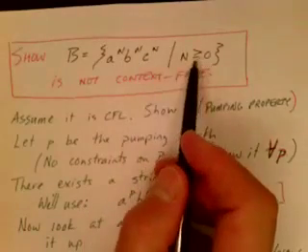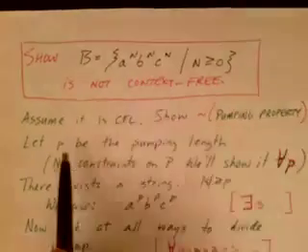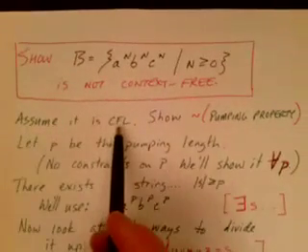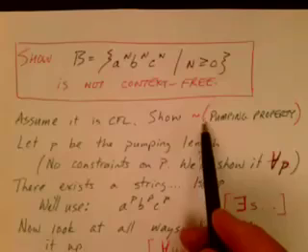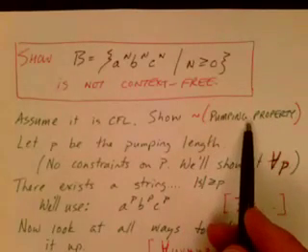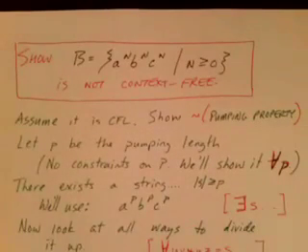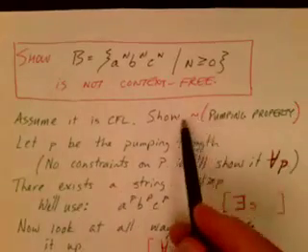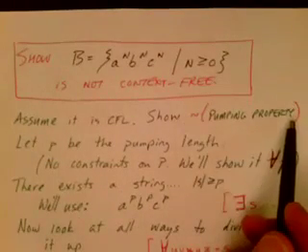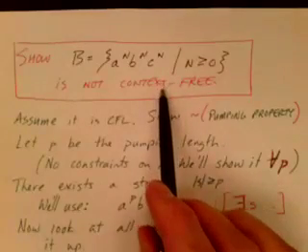Okay? We want to show that this language is not context-free, so what we're going to do is assume it is context-free, but then show that the pumping property doesn't hold. And that's effectively a contradiction. If it is a context-free language, then the pumping property must hold. We're going to show that the pumping property doesn't hold, and therefore conclude that this thing is not a context-free language.